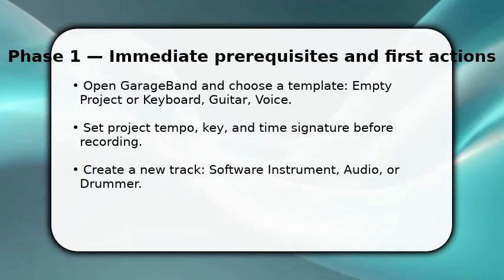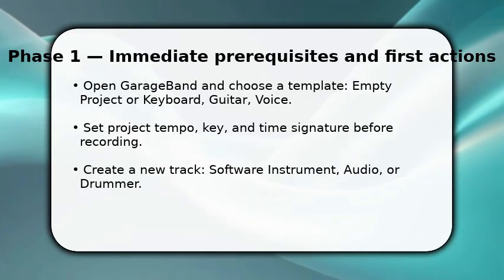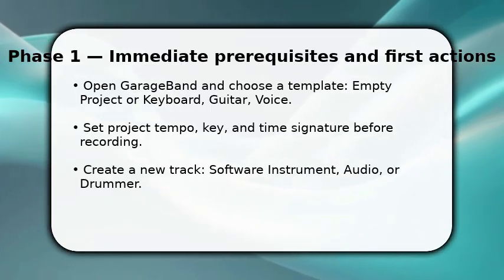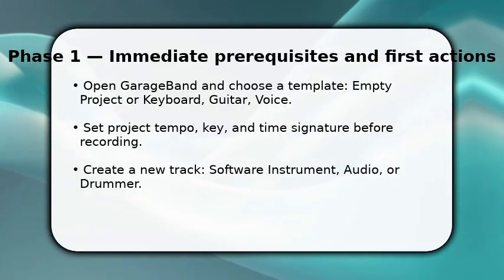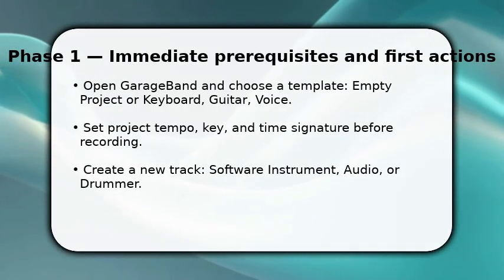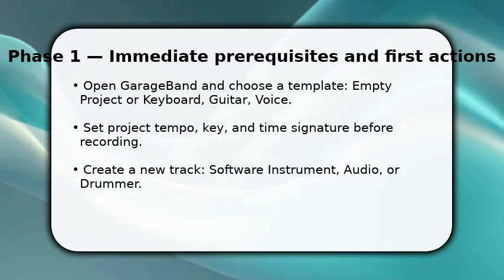You begin by creating a focused project. Open GarageBand and pick empty project or a template that matches your goal. Once done, set tempo, key, and time signature so recordings lock to the grid and feel consistent.